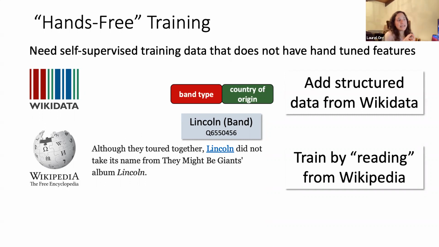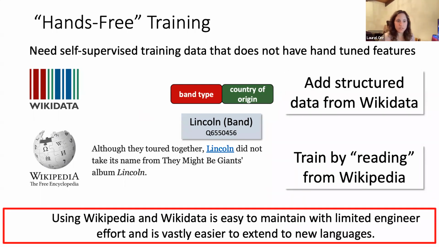In that case, the Lincoln on that page is actually pointing to Lincoln the band. And so we can use this as a training label to train our model. The important part here is that, again, this did not require any manual labels. And it's much easier to extend this to other languages because you can simply download a new version of Wikipedia. There are some interesting challenges in terms of how some languages have less data associated with them, but that's a future problem.